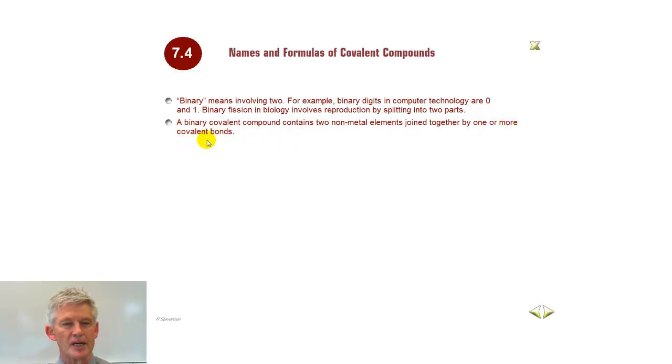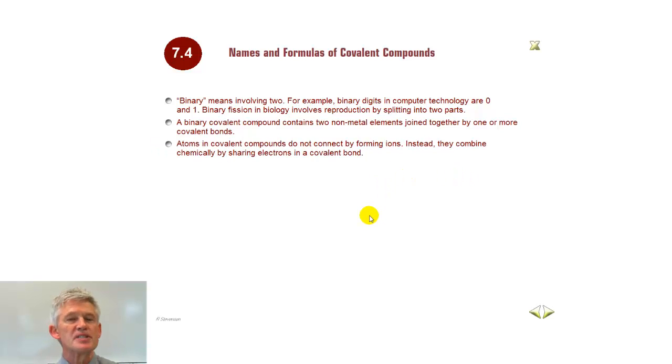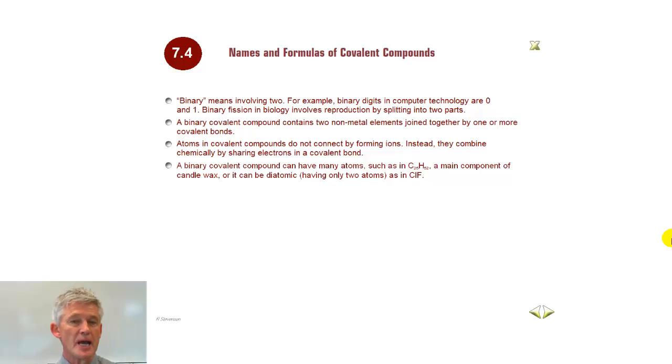So get the idea of ionic bonds, of actually transferring electrons, out of your brain. Atoms in covalent compounds do not connect by forming ions. Instead, they combine chemically by sharing electrons in a covalent bond. A binary covalent compound can have many atoms, such as this puppy, C25H52, a main component of candle wax. Or it could be simply a diatomic molecule having only two atoms, as in chlorine monofluoride.